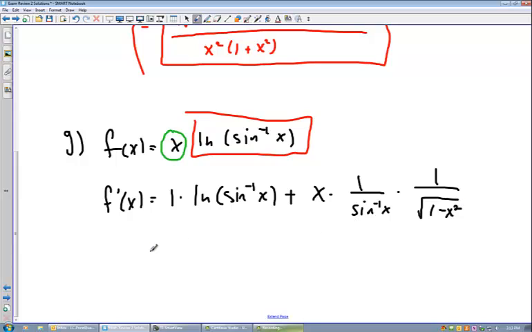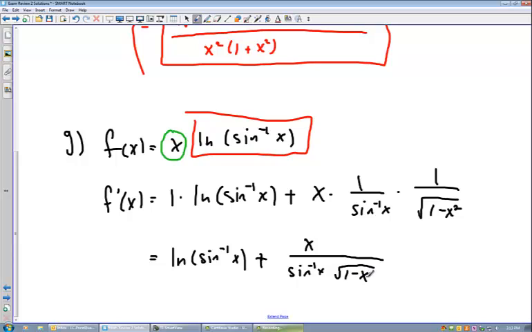And so I'd probably just write this as equal to the ln of sine inverse of X plus X divided by, and then I have sine inverse of X on the bottom with the square root of 1 minus X squared. And that's my answer.